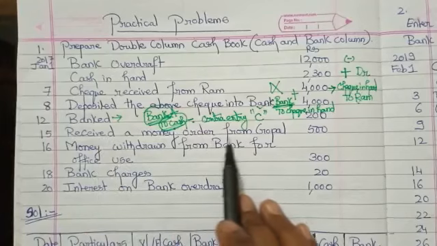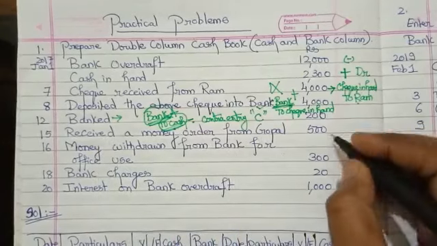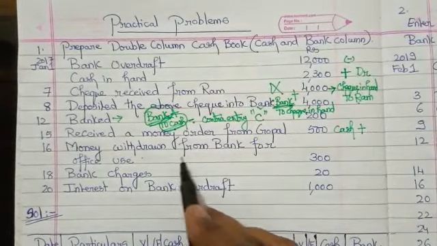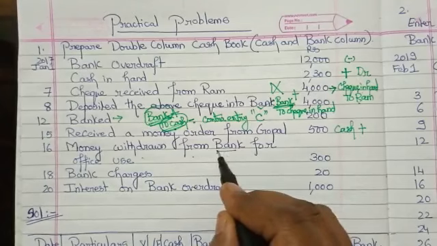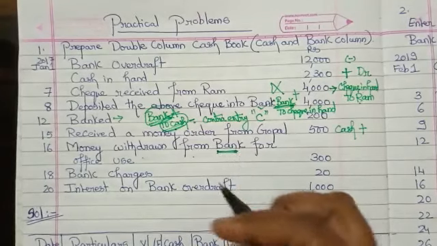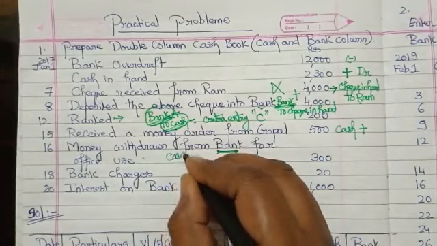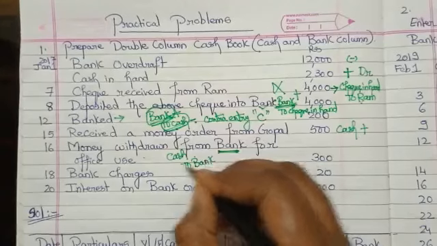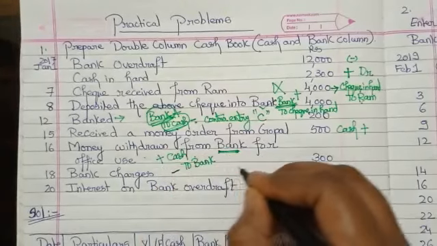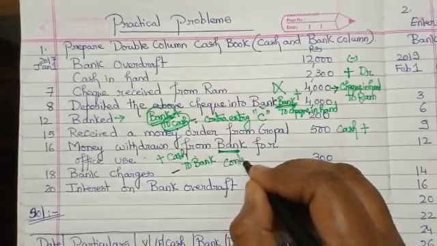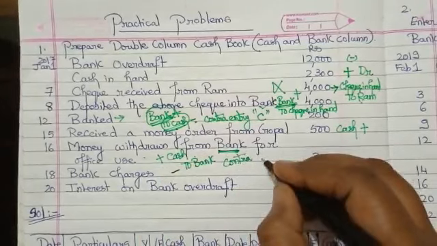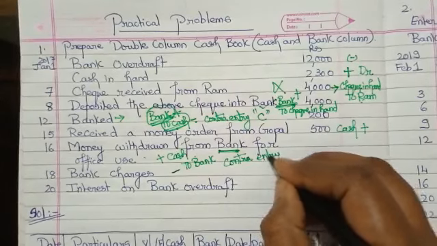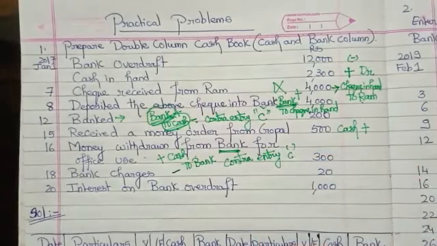Next is received a money order from Gopal, which means cash increases. Money withdrawn from bank, you are taking money out of the bank. So again the journal entry will be cash account debit to bank. Cash increases, bank decreases. So in this transaction it affects both accounts, cash and bank. Again there will be a contra entry, denoted by C.